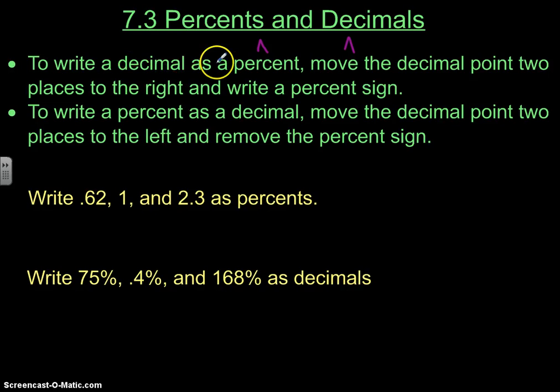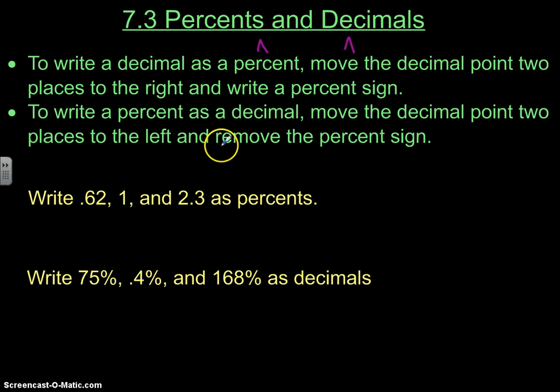To write a decimal as a percent, move the decimal point two places to the right and write a percent sign by the number. So if I've got just a number and I want to turn it into a percent, I simply move the decimal two places to the right. If I want to change the percent to a decimal, I move the decimal point two places to the left and remove the percent sign.